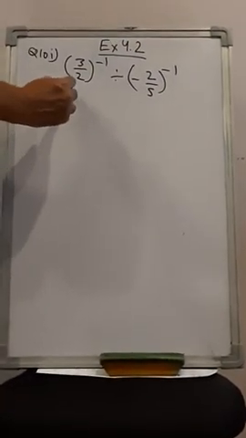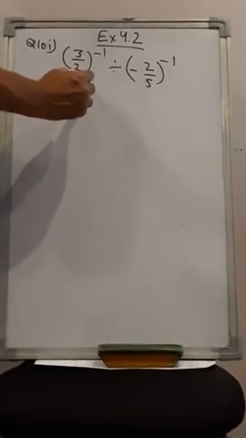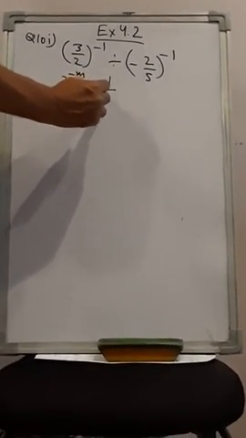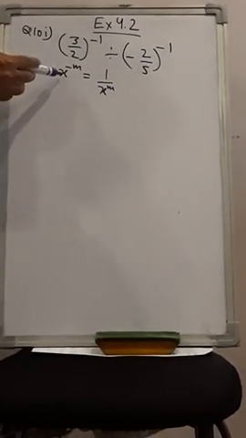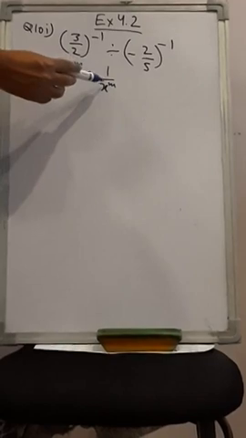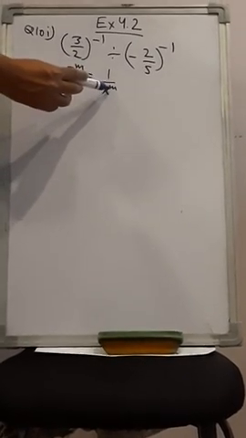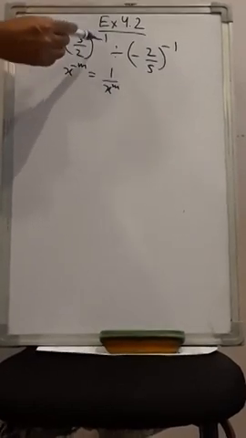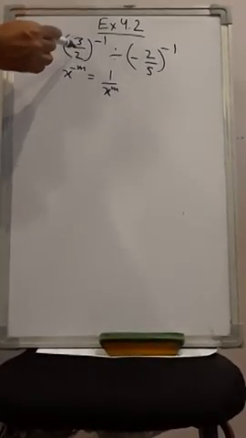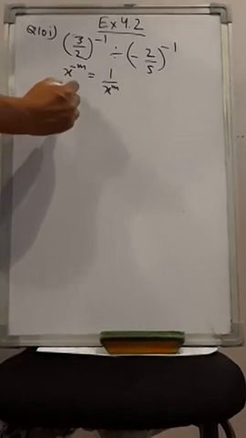So you have this law: x to the power minus m equals 1 upon x to the power m. That means if you reciprocate the base, the power becomes from negative to positive. So if we reciprocate the base, the power will become positive. So let us reciprocate in both.